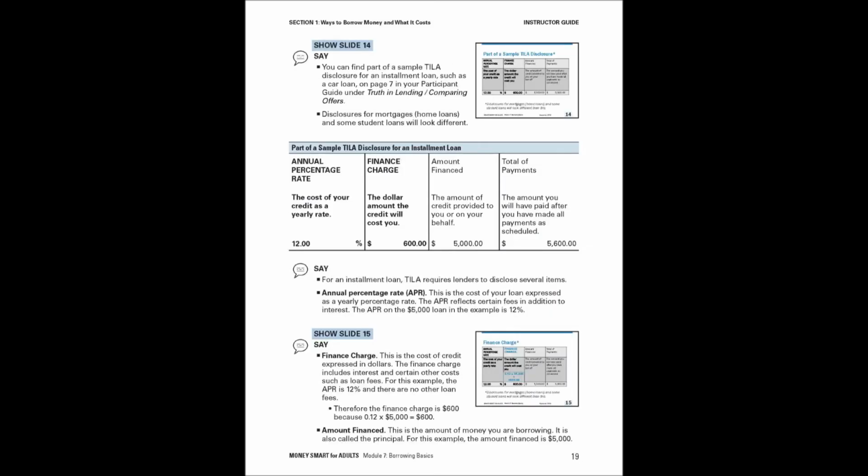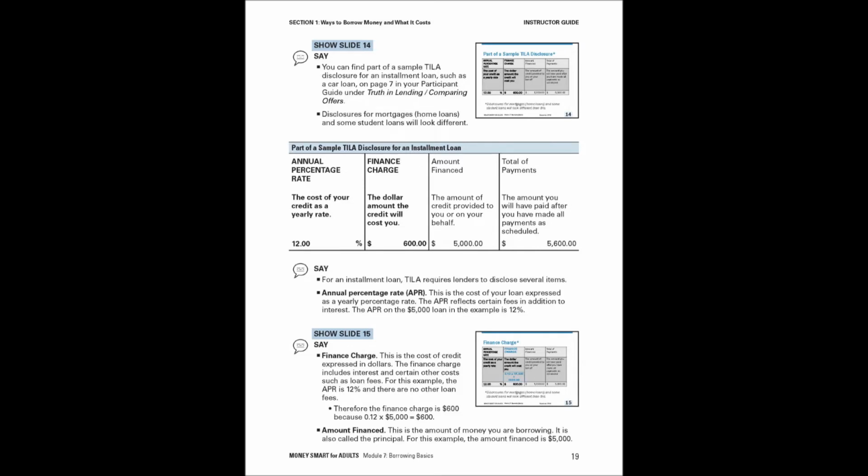Now, the next few slides, we're going to get into actually showing them a part of a sample TILA disclosure and going through some of the math. Slide number 14 shows the annual percentage rate, finance charge, amount financed, and total payments based on a $5,000 loan. Please note that disclosures for mortgages, home loans, and some other student loans will look different than this. The information might be formatted differently.